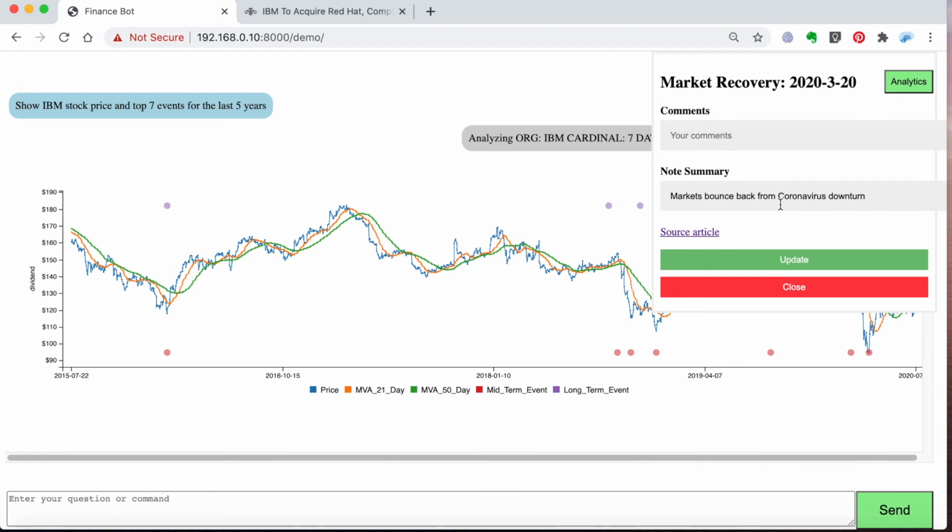So as you can see, within a couple of minutes, you can use this tool to get a good understanding of what happens over, let's say, a 5-year period or a 10-year period, and get a good high-level picture of the company.